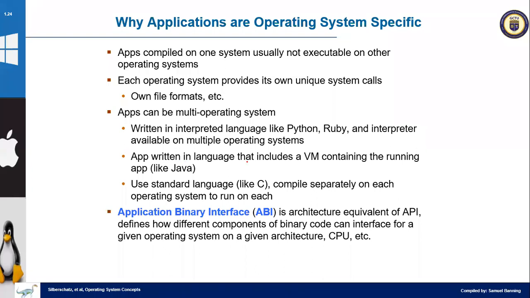Apps that are written in a language that includes a virtual machine. You know the Java virtual machine is also available on all the operating systems. You can find the JVM on Windows. You can find it on Unix operating systems. You can find it on Android. You can find it on Mac OS. You can find it on iOS. Because this JVM is available on all these operating systems, when you write an application in Java, it can execute on all of them.